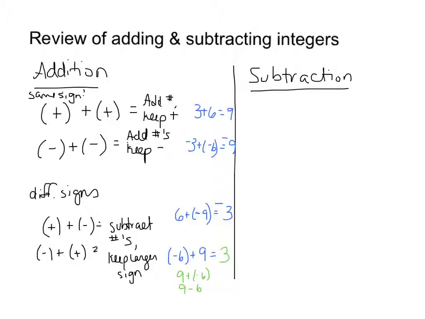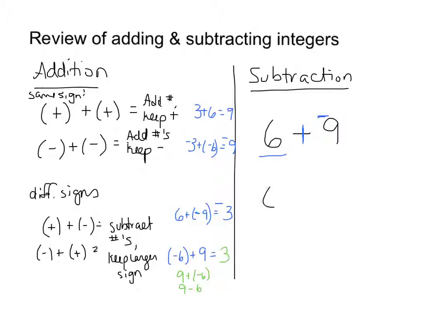If I can take the keep, change, flip rule from fractions, kind of apply the same idea. Whatever I have, so if I have 6 minus 9, what I'm going to do is keep the 6, change the subtraction to addition, and then change the sign of the second number. So in changing this from subtraction to addition, I'm also going to change the sign of this number. If it's positive, it becomes negative.